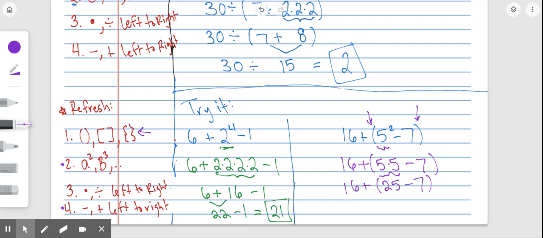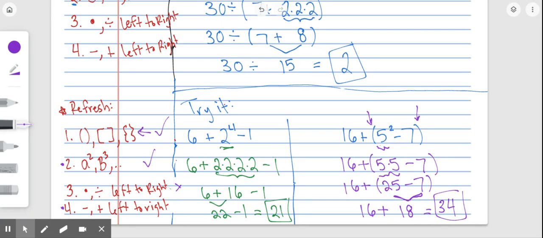All right, now I've got one last operation inside the parentheses, which is 25 minus 7. 25 minus 7 is 18. And now the parentheses can drop because I've done everything inside them. And I get 16 plus 18. All right, so I am done with this. I'm done with this. I didn't have any multiplication or division. Now it's time for that addition. 16 plus 18, which is 34.